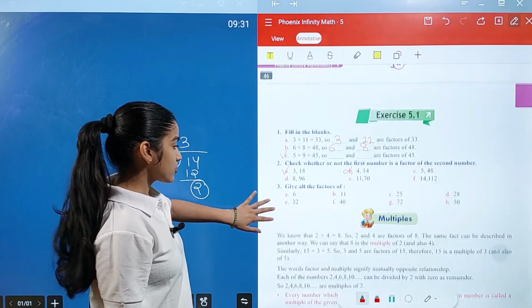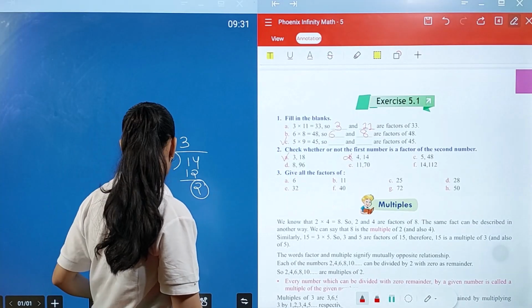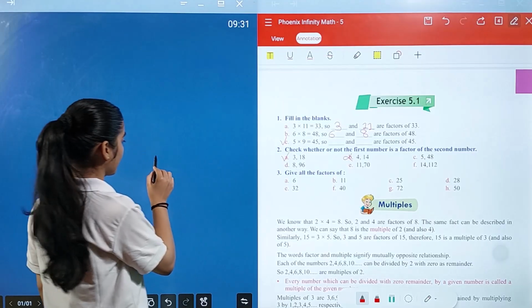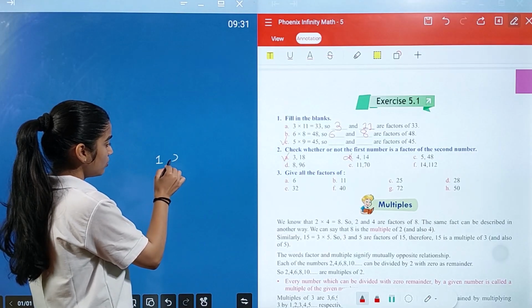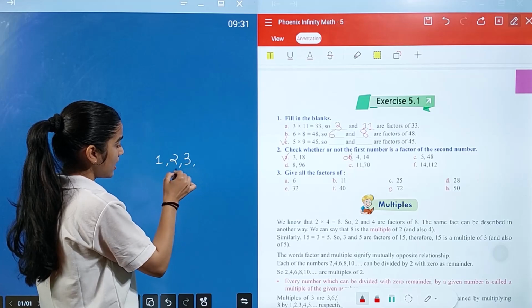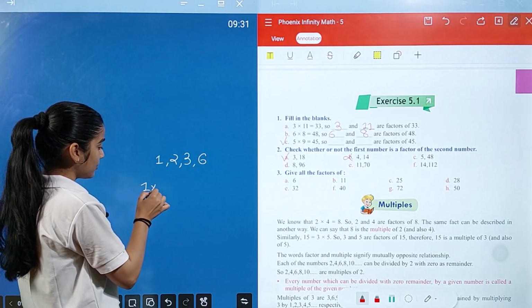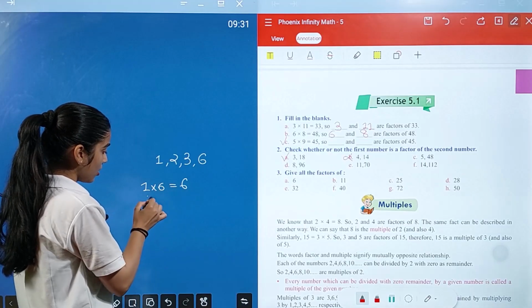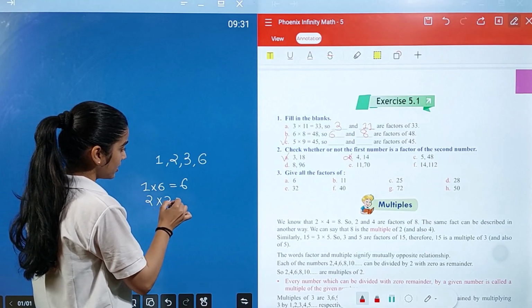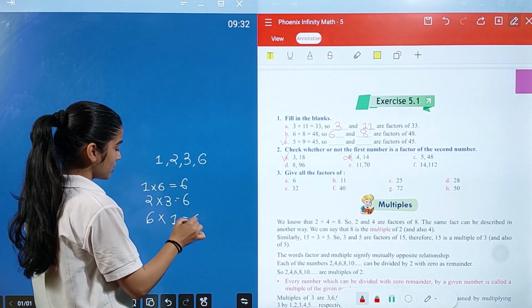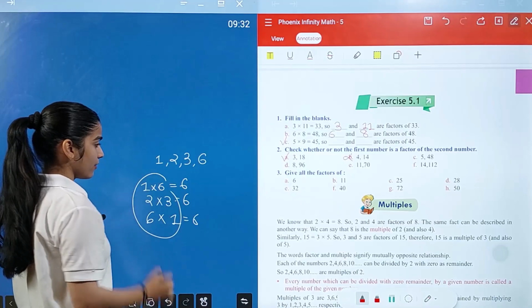Next question: give all the factors of these numbers. So we have to find out the factors. For 6, we have 1, 2, 3, and 6. How do we find it? 1 multiplied by 6 is 6. 2 multiplied by 3 is 6. 6 multiplied by 1 is 6. So these all are the factors of 6.